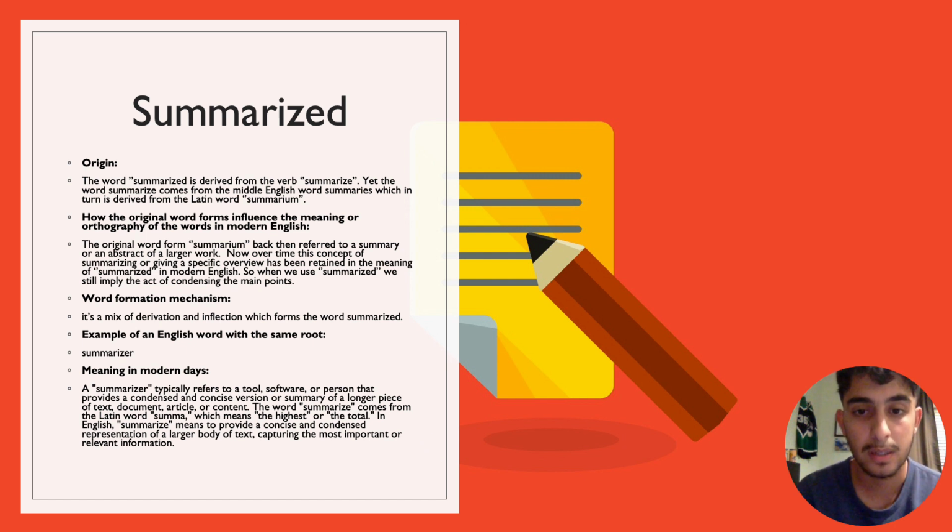The example of a word with the same root is summarizer. Summarizer refers to a tool, software, or person that condenses a longer piece into a summary. And the word summarize comes from the Latin word summa, which means the highest or the total. So summarize means to provide a condensed version of it. But there's not really a historical past for it, and it's not really a very popular word.